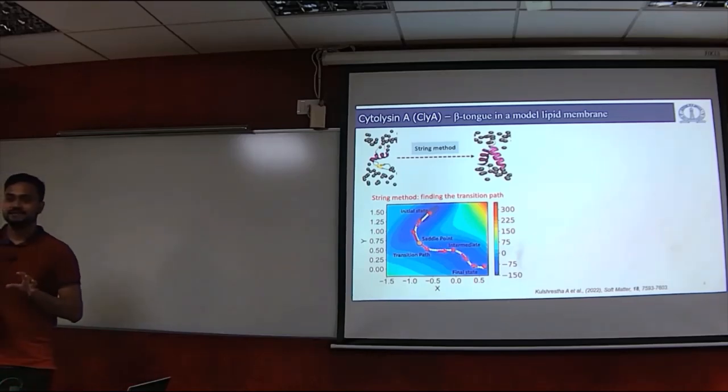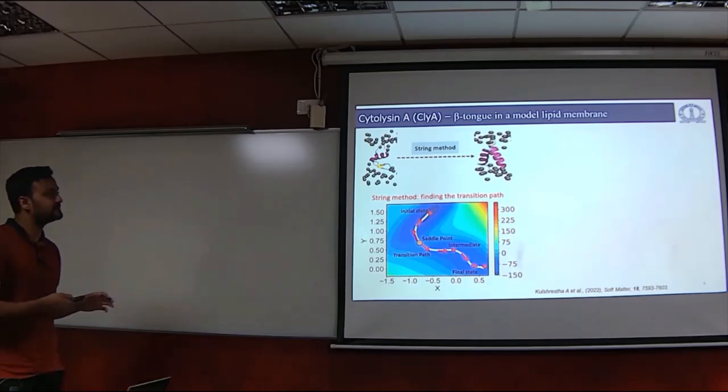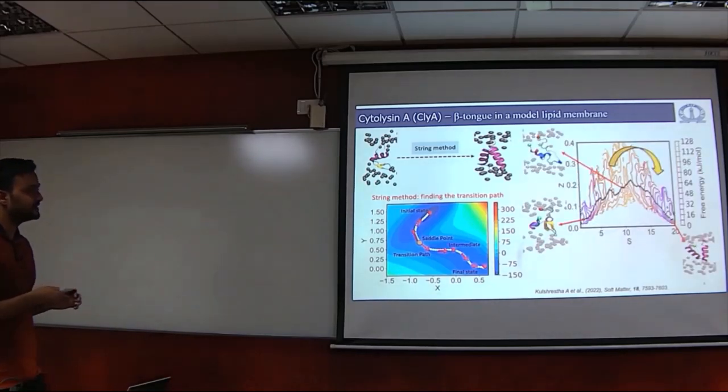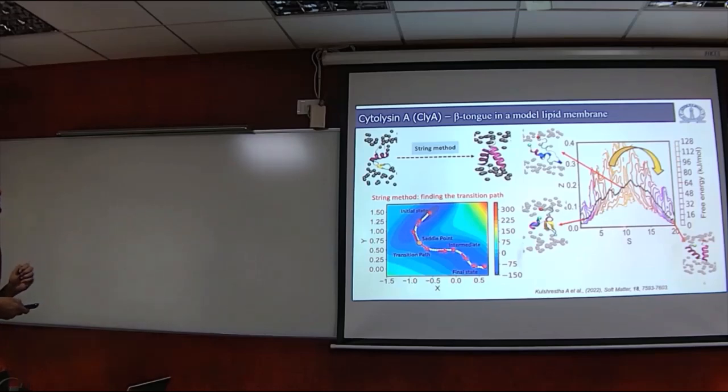So the basic principle of this method is to minimize the perpendicular component of the forces on the path until you converge to a path where there is no force in the perpendicular direction. Once you have that path, that path passes through intermediates, if they exist, and also the saddle points. So we use this analysis and we were able to capture the transition. And that transition we captured with the help of path collective variables. You can refer to this literature to read more about these variables.